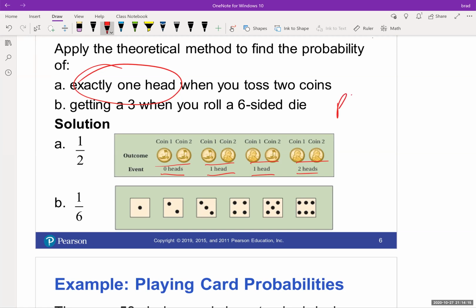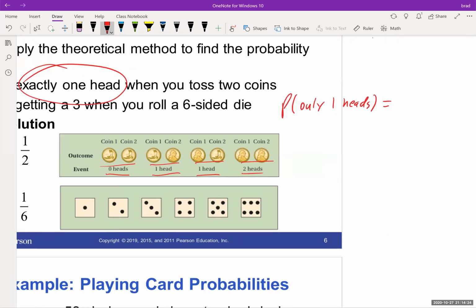So the probability of only 1 heads, okay? Now, what will that equal? So how many of these situations have only 1 heads? Well, we have this one here. Let's use this. So this one here has 1 heads, and then this one here has one head. Okay. Now we won't count this one because that has two heads, and we won't count this one because that has a 0.